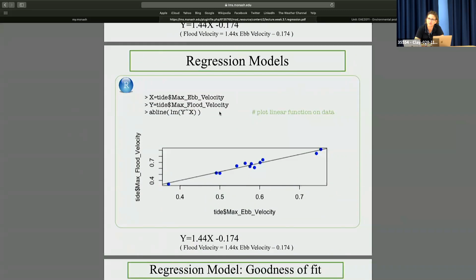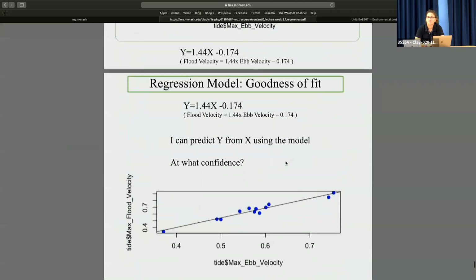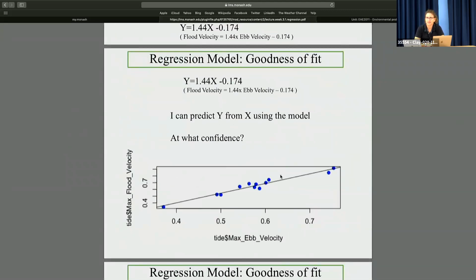Here's my plot from before. I plotted the data, and I can add an ab line, a and b, coming from the slope and intercept of this linear model. And this is what that linear model looks like, this line here. You can see that my blue dots, my real measurements, are actually falling quite well on the line. And this is what we call the goodness of fit. How well does this model describe these points? So I can predict y from x using the model.